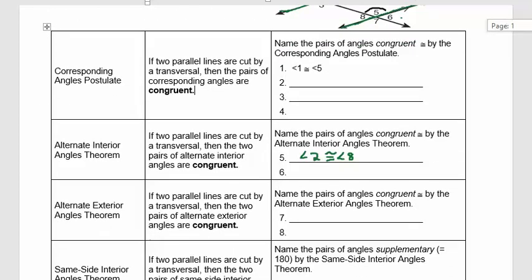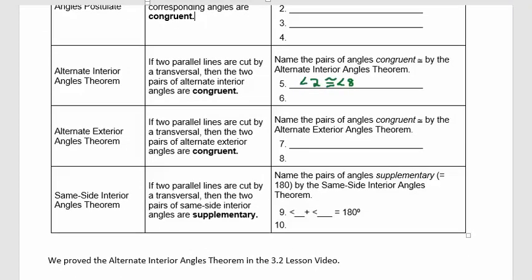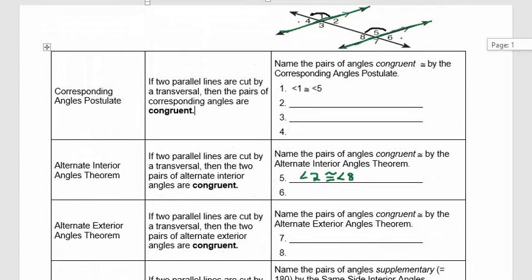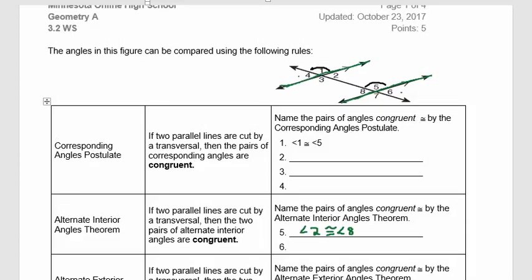because the theorem says if two parallel lines are cut by a transversal, then the two pairs of alternate exterior angles are congruent. And then the last theorem that we have, the same side interior angles theorem, says that if two parallel lines are cut by a transversal, then the two pairs of same side interior angles are supplementary. And again, if you don't remember what same side interior angles are, look back in 3.1, because same side interior are very specific. It's angle 3 and angle 8 because they're on the same side of the transversal, and of course they're interior. And the other pair is 2 and 5.